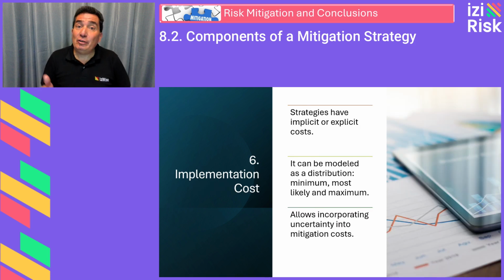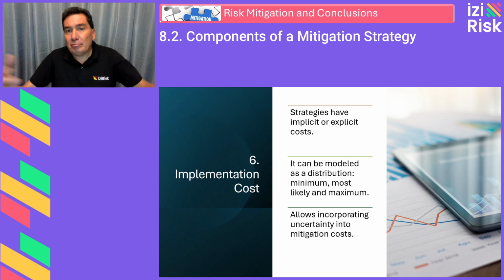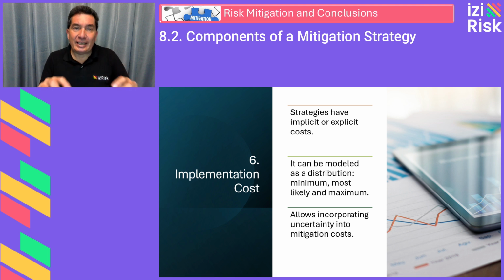Implementation cost. Mitigation strategies are not necessarily free. Their implementation involves costs, whether explicit, direct expenses, or implicit use of internal resources. The cost can be modeled as a probability distribution, such as a PERT, with a minimum value, a most likely value, and a maximum value. This allows uncertainty in mitigation costs to also be accounted for.